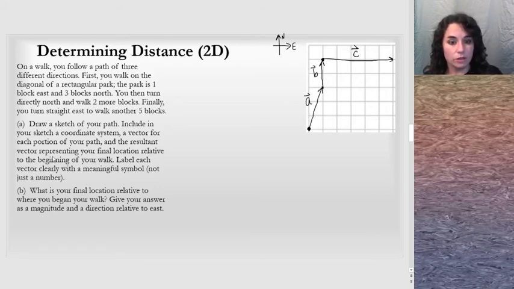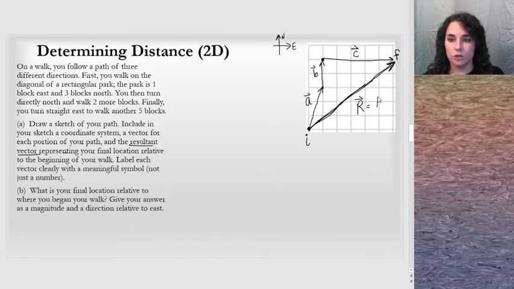The vector that we're looking for, it says the resultant vector representing your final location relative to the beginning of your walk. So we want the resultant vector. A resultant vector is when I add these 3 up, I get a vector that connects across the grid this way. This is the initial position. This is the final position. And this is the straight line between those 2 positions. That's the displacement vector. We're going to call this the resultant, and you can think of it as the displacement vector.